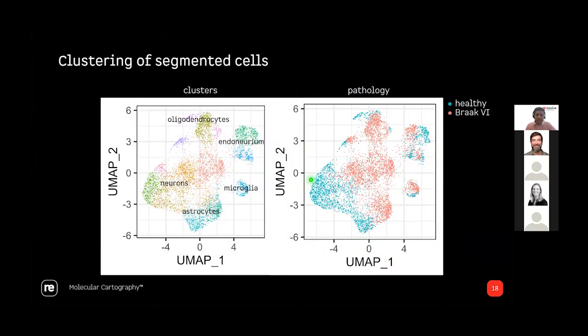And just to give you an example, here we have clustered the segmented cells. Again, the segmentation was based on DAPI, clustering was done using CRAT, and again we find beautifully different clusters of oligodendrocytes, neurons, and so on. And again, we are distinguishing those clusters between healthy and BRCA6 stages. For example, if you specifically look at microglia, you see two really distinct populations. The healthy population is in green, and in reddish, it's the BRCA6 population.